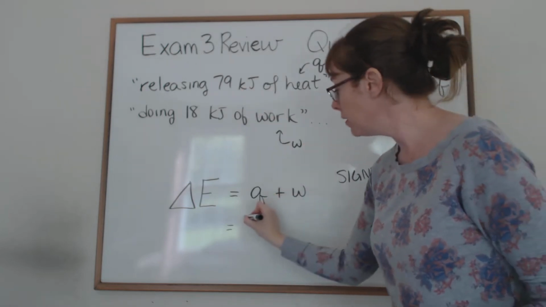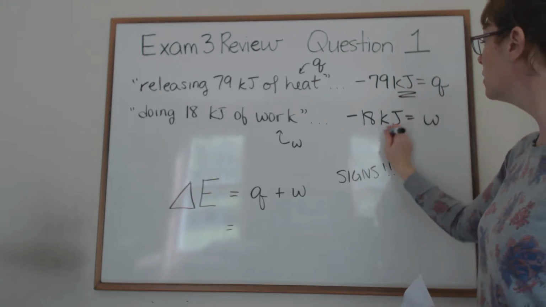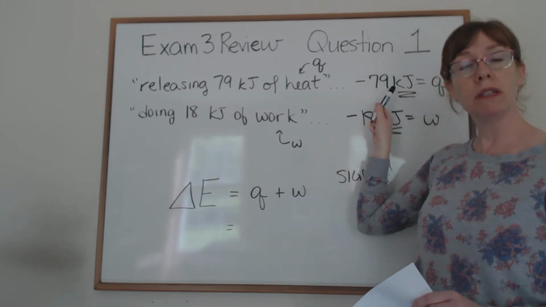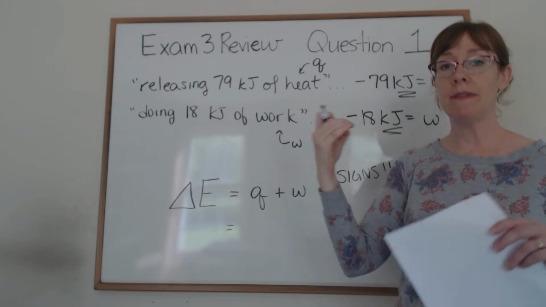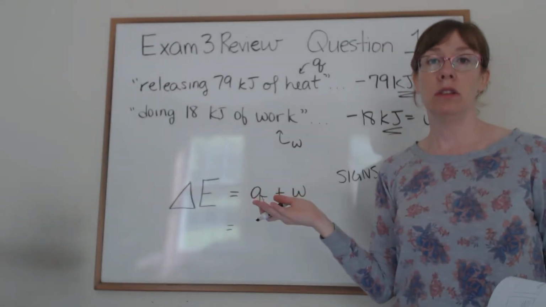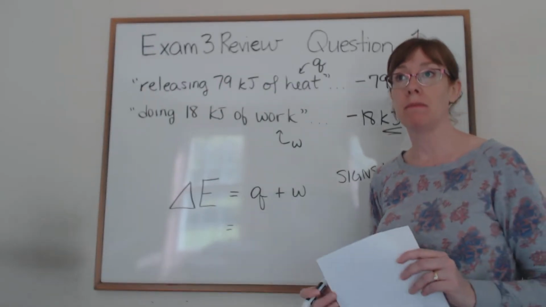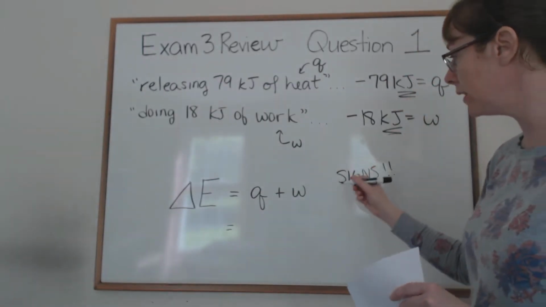All right, and then you just put in your values. Now, these are both kilojoules. You have to be careful. If one of them is a joule and one of them is a kilojoule, you're going to have to make the two match in order to add them together. It doesn't really matter which one you pick. Just pick one of them and make the two units match. But these ones already do match.